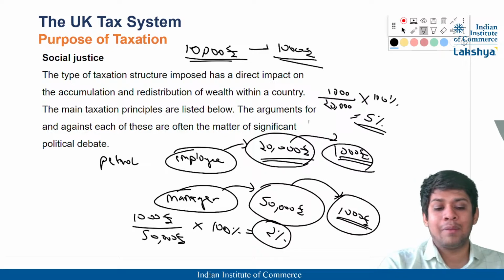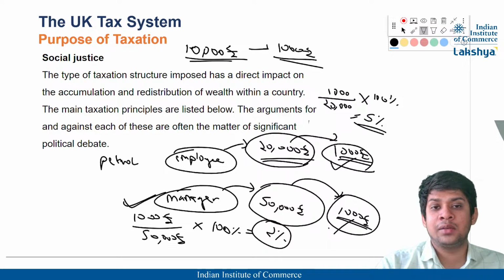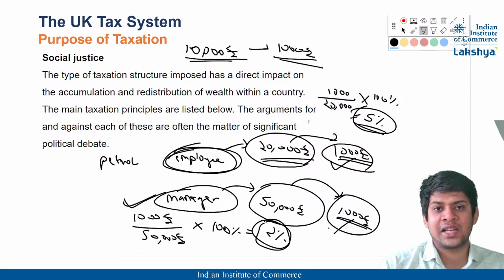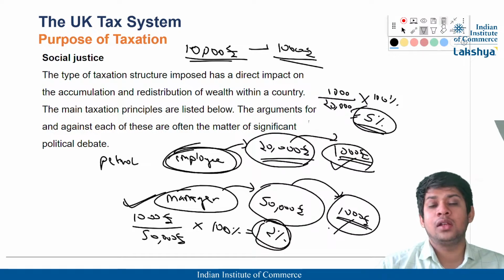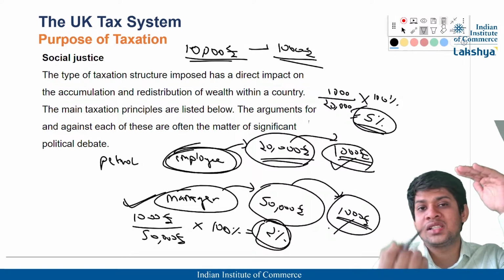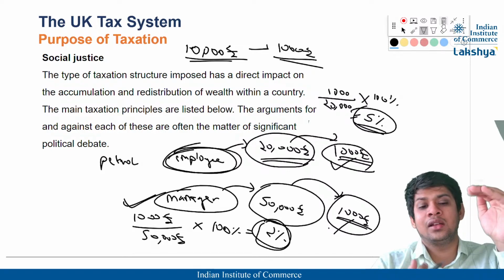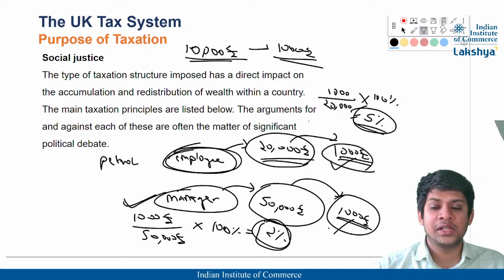So you can see this is an example of regressive taxation, wherein the amount of tax is the same. The amount of tax is only 1,000 pounds, but because the manager has a higher income, that doesn't mean the proportion of tax has increased. So technically, an employee is paying 5% of his income as tax, but a manager is only paying 2% of his income as tax, right? So this is known as regressive taxation, where your income is rising, but the tax burden stays the same, so proportionately the taxation is reducing. Okay, I hope this is clear, guys.